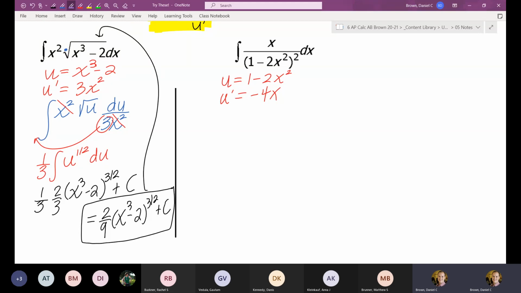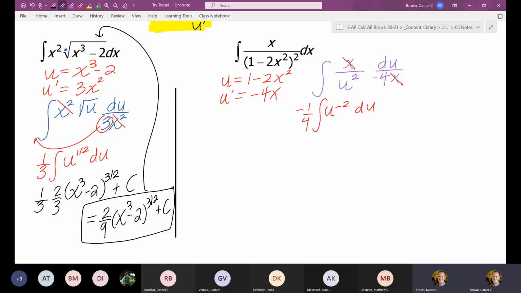I'm going to let u be the 1 minus 2x squared, so u prime is going to be negative 4x. Rewriting this, I have the integral of x over u squared, dx is du over u prime. Looks good because the x's cancel out. Negative 4 is in the denominator, so I have negative 1/4 on the outside. This is u squared in the denominator. I'm going to go ahead and bring it up with a negative exponent with respect to du.